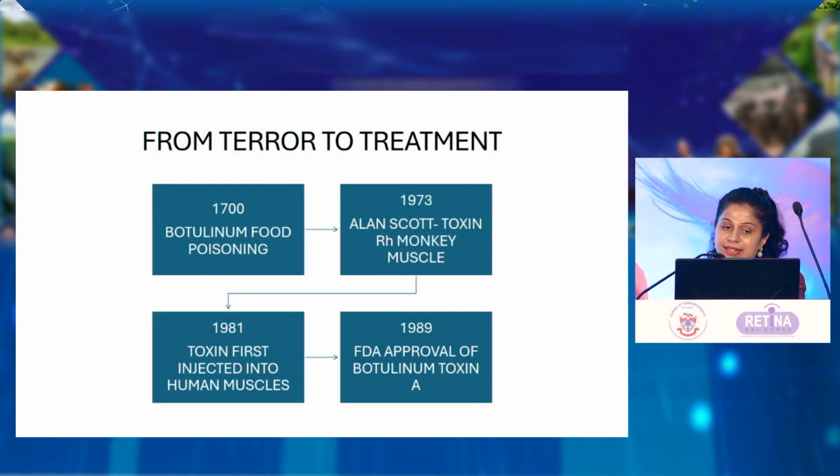Good morning, everyone. So for the next 8 minutes, I would be taking you through the journey of botulinum toxin for us strabismologists. It basically started as a terror, causing food poisoning and paralysis in 1700. And this paralysis was used by Alan Scott to induce palsy of muscles in rhesus monkey first, which was then turned into human muscles. And finally, it got an FDA approval in 1989, following which it has been used for various oculoplasty procedures and by strabismologists.